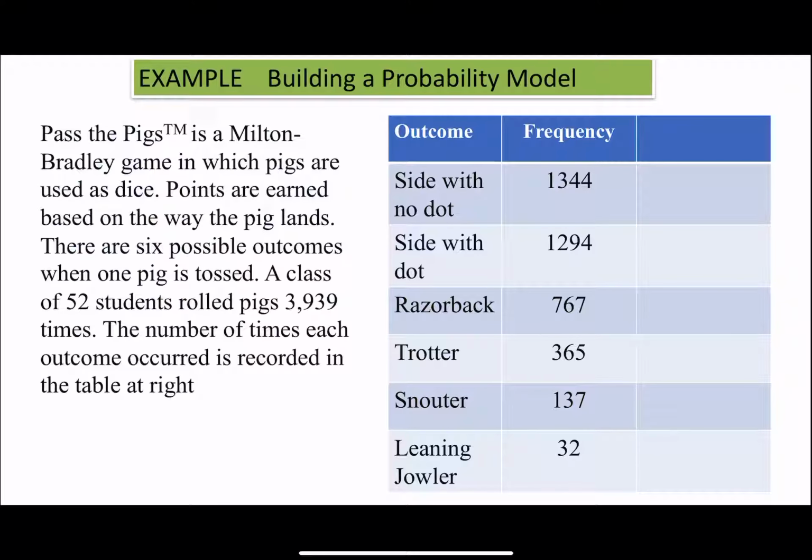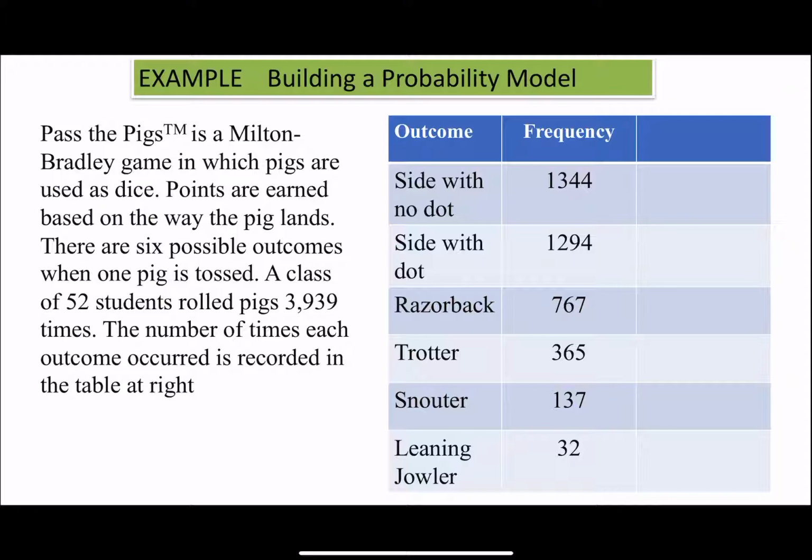Pass the Pigs is a Milton Bradley game in which pigs are used as dice. Points are earned based on the way the pig lands. There are 6 possible outcomes when a pig is tossed. A class of 52 students rolled pigs 3,939 times. The number of times each outcome occurred is on the right.